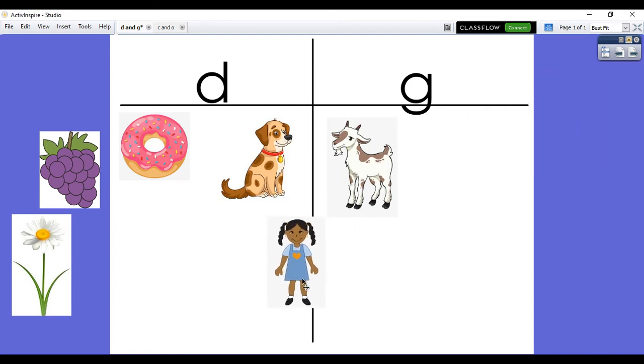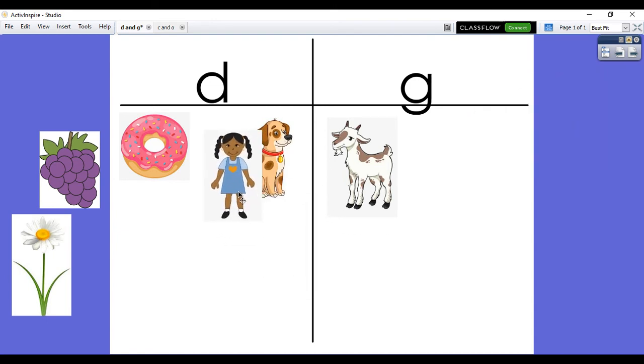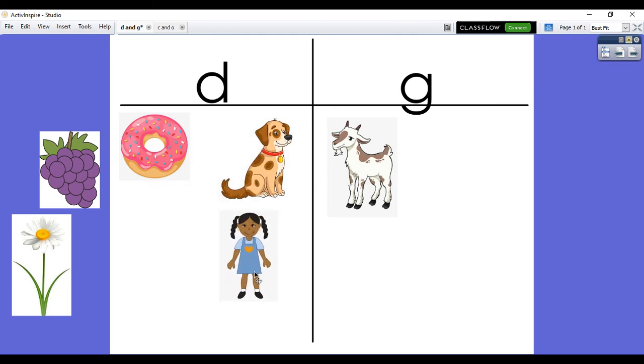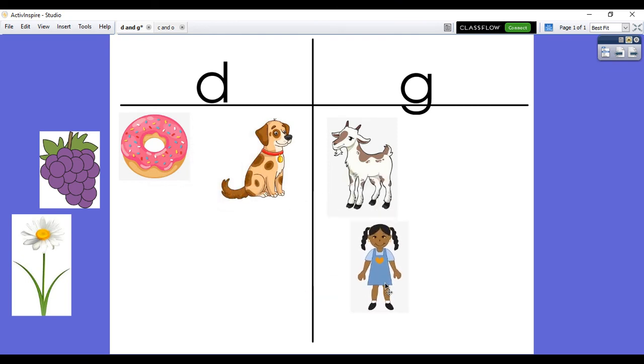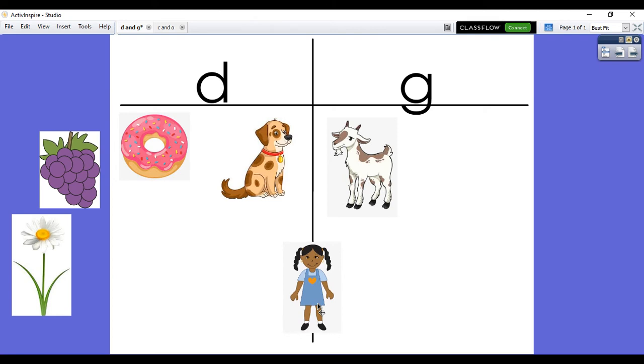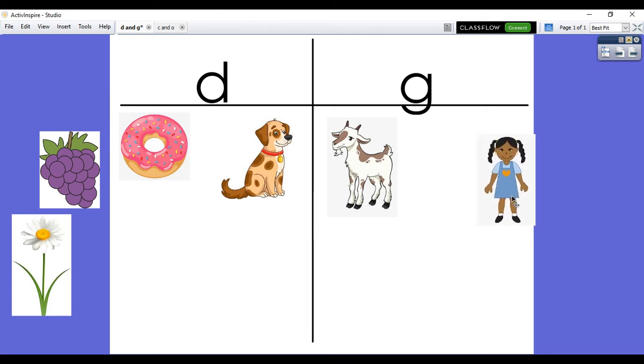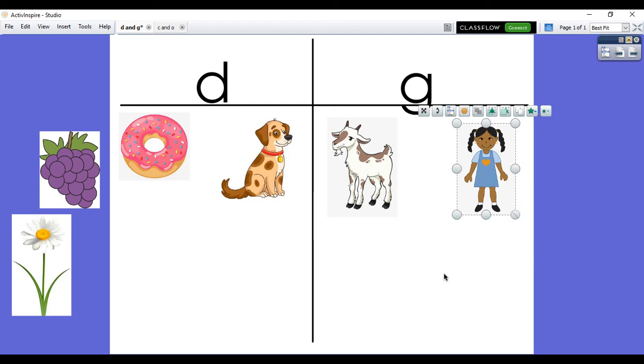How about the word girl? Does girl start with the D sound like donut and dog or the G sound like goat? You're right. It starts with the G sound, like goat.